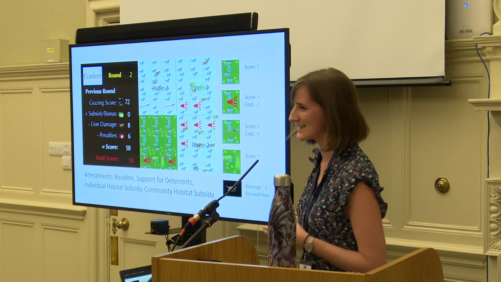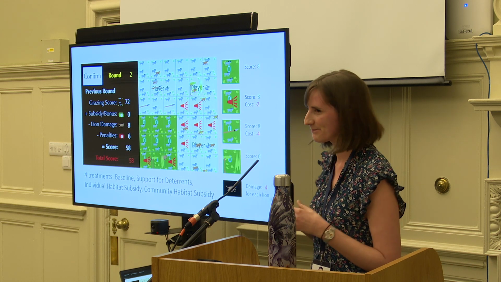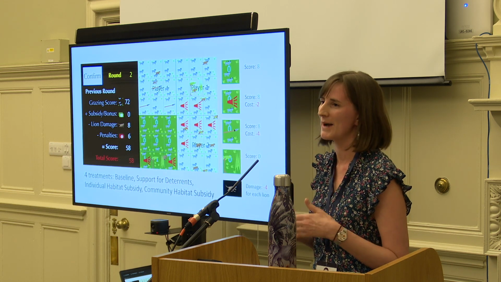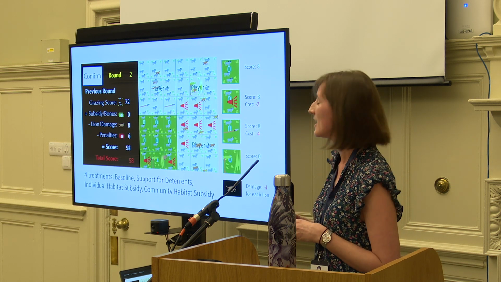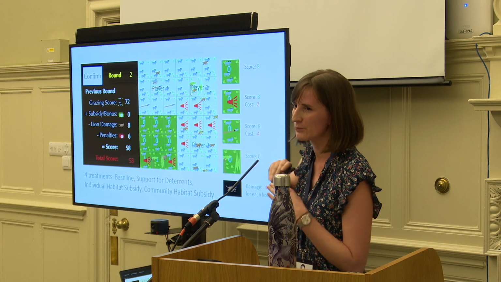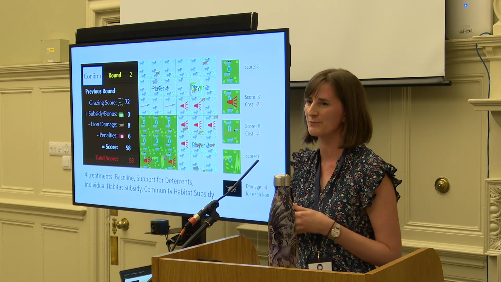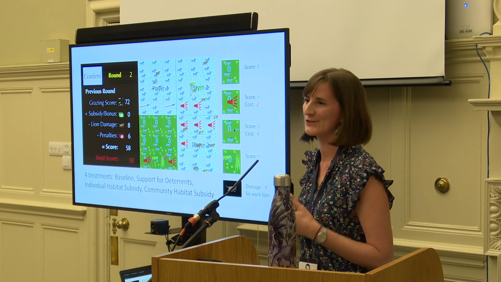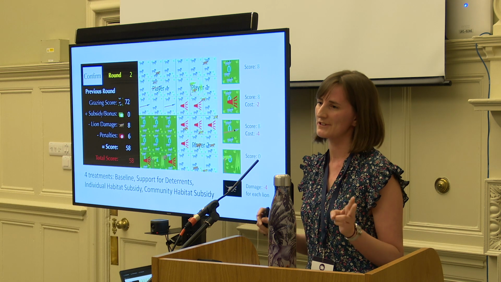So everyone played this baseline game, and then they also played 3 other treatments to test the impact of different incentives. One treatment was support for deterrence, where the cost of this non-lethal scaring option was reduced to 0. So basically a conservation charity was coming and giving you some free vuvuzelas or something to scare the lion. And then there were 2 habitat subsidy treatments.